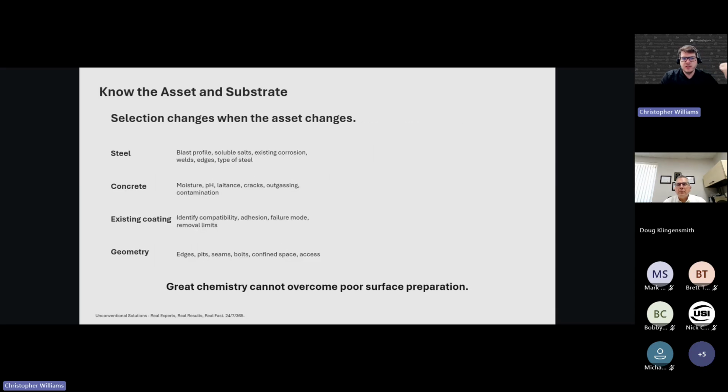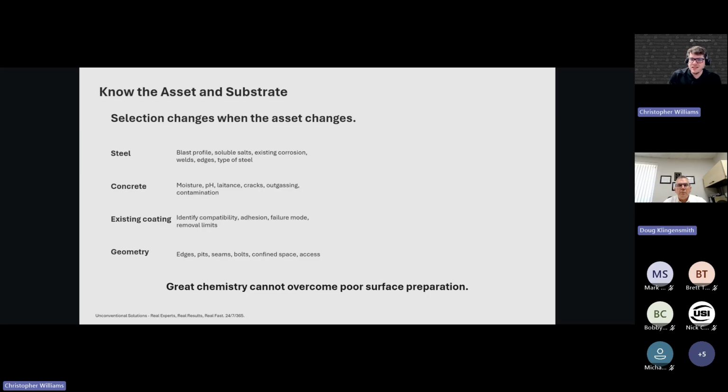So you want to know your asset and your substrate. Your selection changes slightly when you talk about different substrates. There are a lot of fantastic primers out there that'll allow different coatings to go on a lot of different surfaces. But when we're talking about steel, you want to make sure you're getting the right blast profile. You want to make sure that you're testing for those soluble salts.